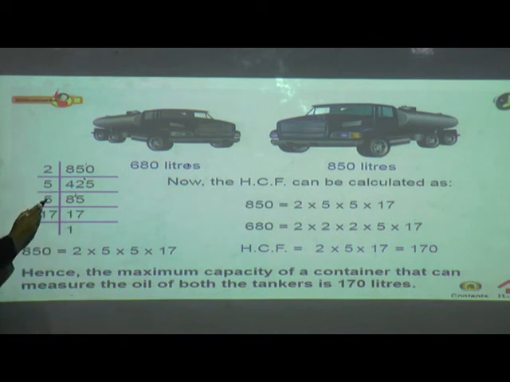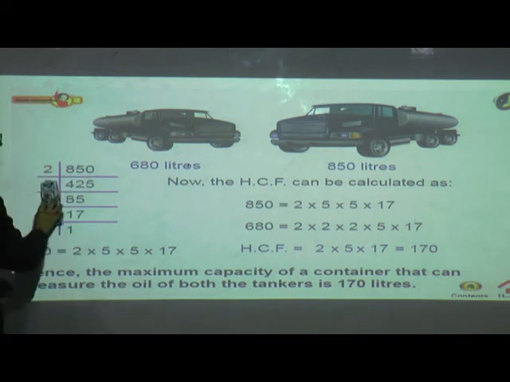Once again I will repeat. 5 1s are 5, 8 minus 5 is 3. It becomes 35. So 5 7s are 35 and 17 is a prime number itself. 17 ones are 17. Now we have found the prime factors of 850: 2 into 5 into 5 into 17.